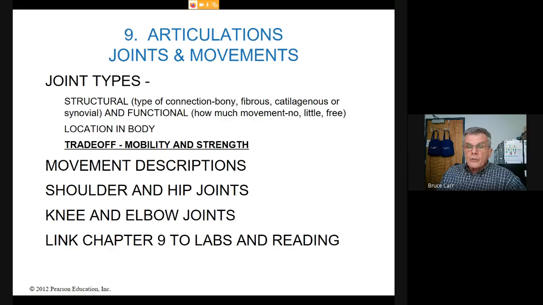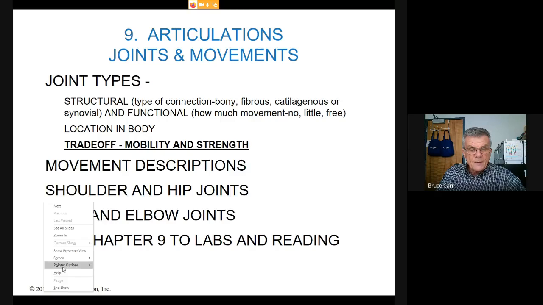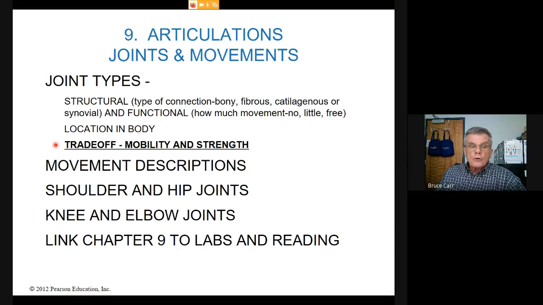We're going to talk about the location in the body, and always when we identify a joint, we're going to need to talk about the joint and the bones involved.